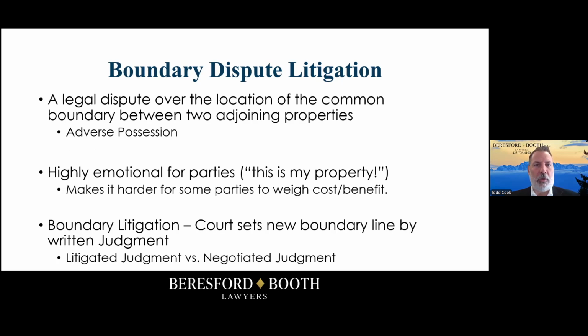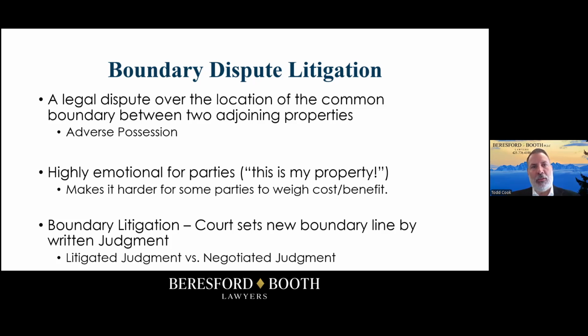So what is a boundary dispute? A boundary dispute is a legal dispute over the location of the common boundary between two adjoining properties. This happens all the time in Washington state, and many boundary dispute cases grow out of the doctrine of adverse possession. Adverse possession is a legal doctrine that I'm not going to get fully into, but through it, one property owner can have a claim to ownership of some or all of another property owner's land. And that results in a dispute over where the boundary line between those two adjoining parcels should be.